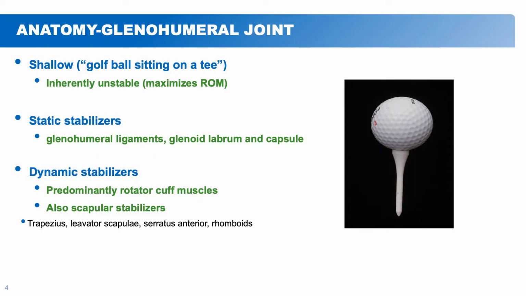So the anatomy of the glenohumeral joint can be thought of as a golf ball on a golf tee. And as you see here, you have a very big golf ball sitting on a small golf tee. And without other types of constraints in the shoulder, that golf ball would easily fall off of that golf tee. And so within the shoulder, you have static stabilizers and dynamic stabilizers. The static stabilizers include your glenohumeral ligaments, your glenoid labrum, and your capsule, whereas your dynamic stabilizers predominantly involve your rotator cuff muscles and also your scapular stabilizers. And all of these in combination help to keep that ball on top of that golf tee.